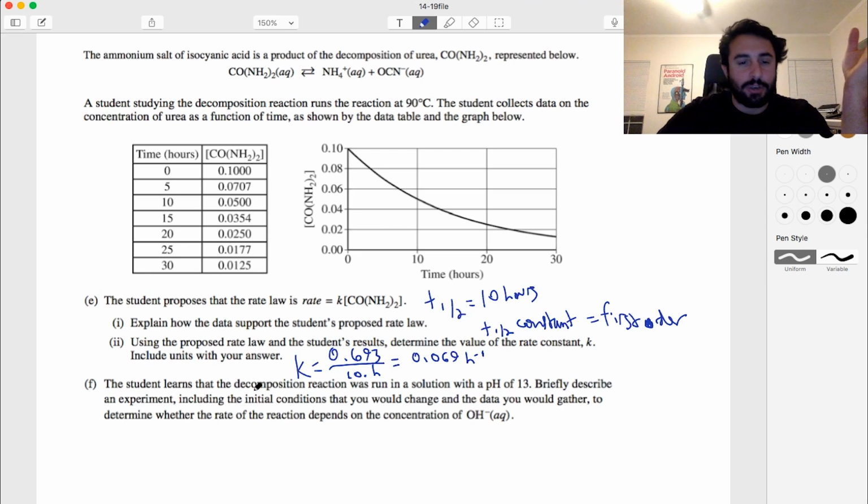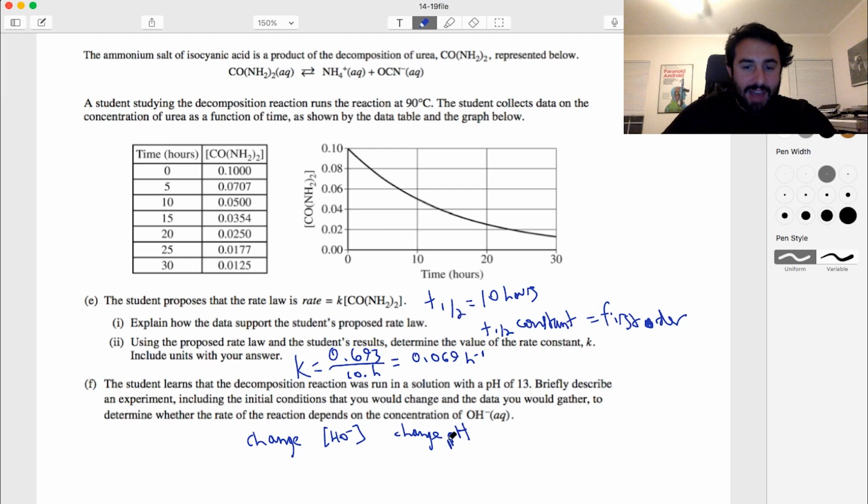Then finally, the student learns that the decomposition reaction was run in a solution with a pH of 13. Briefly describe an experiment, including the initial conditions that you would change and the data that you would gather to determine whether the rate of the reaction depends on the concentration of hydroxide. So this is actually extremely straightforward, right? They're telling you it's being run at a pH of 13. How would you figure out if this changes by changing, or depending on the concentration of OH? Well, let's just change the hydroxide ion concentration, which means change the pH, right? If we do that, we'll get the answer, right?